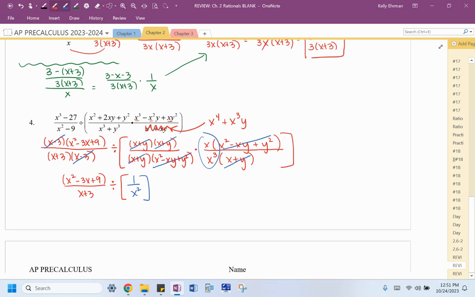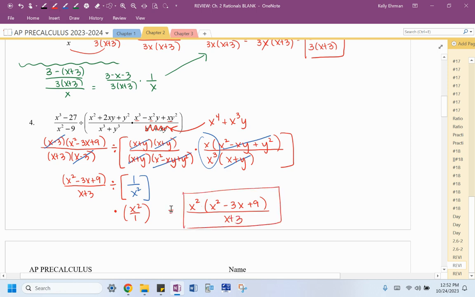And then finally, we take care of the division. And that's just going to multiply this by x squared over 1. Still the same fraction. So I would write my answer as x squared on the outside. There's no need to distribute this through. Times x squared minus 3x plus 9. And then it's all over x plus 3.